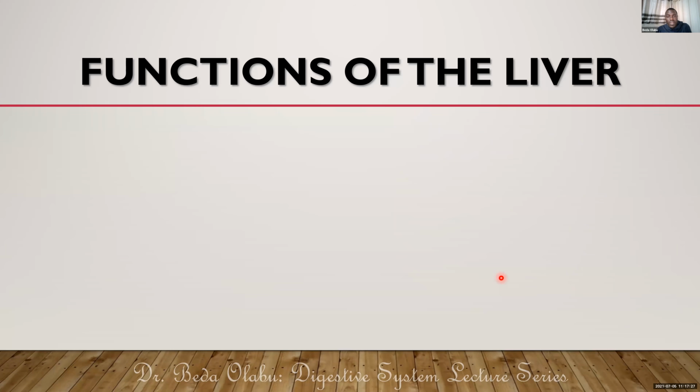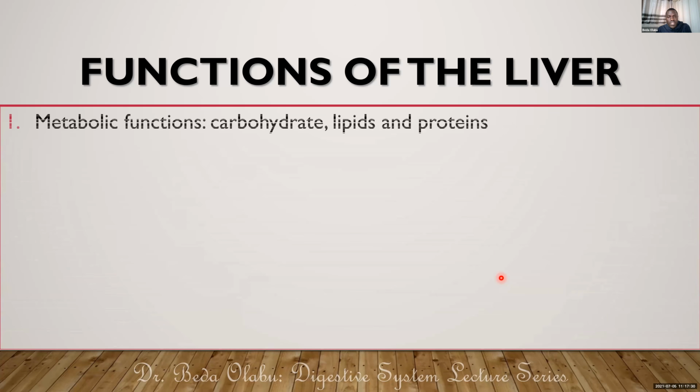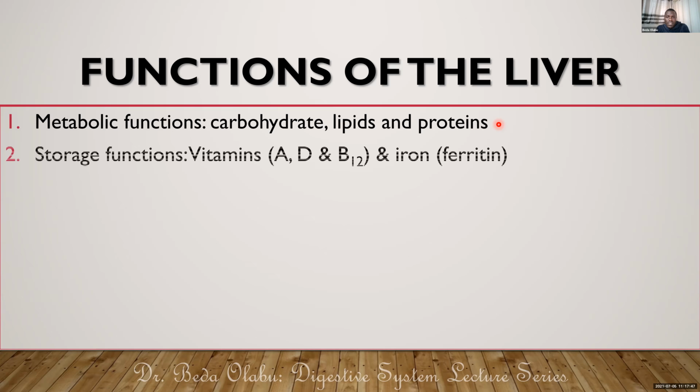Let's make a summary of the functions of the liver, even as we finish on this one. I believe you'll do this again in physiology, and so I can just pass through this slide. The liver has metabolic functions. It metabolizes carbohydrates, lipids, and proteins, basically. It also stores some vitamins as well as iron. The vitamins which are stored in the liver are A, D, and B12. And iron is also stored in the liver in form of ferritin.